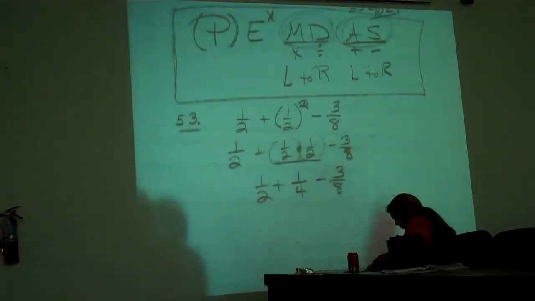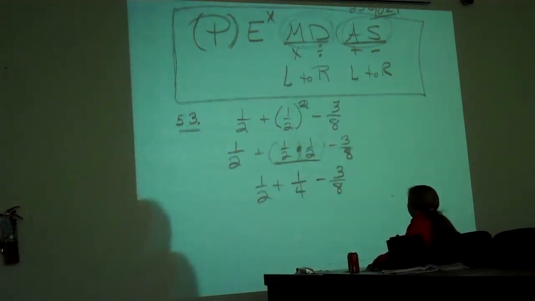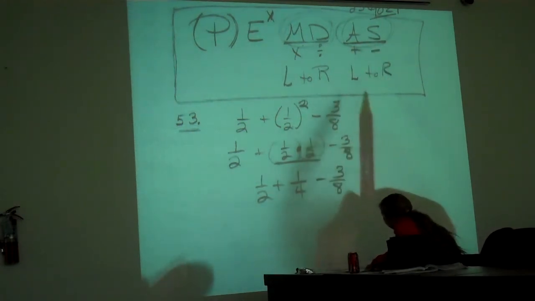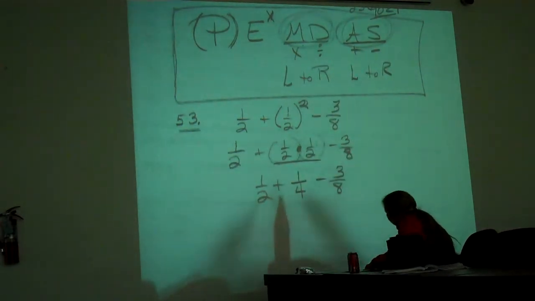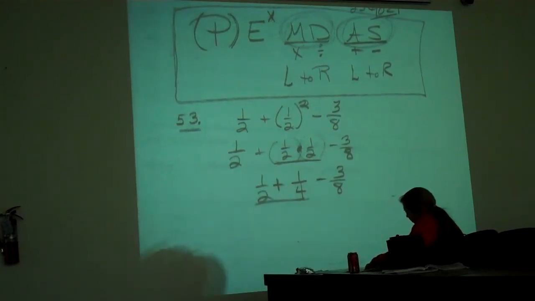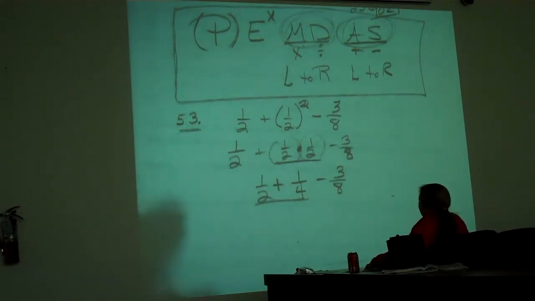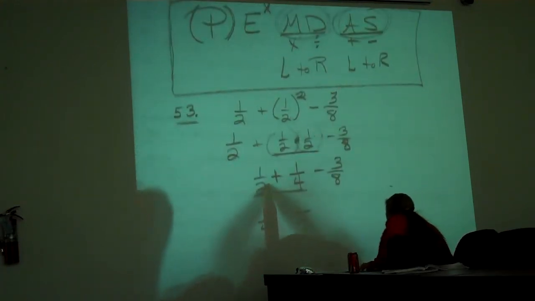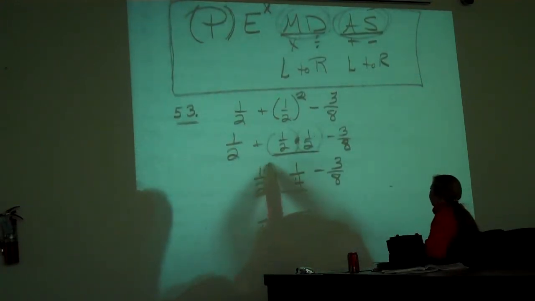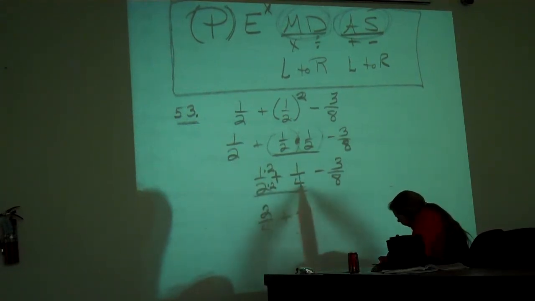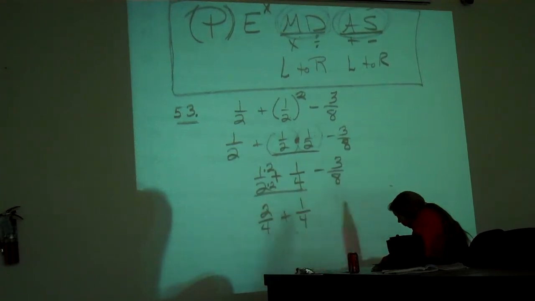Now, is there any other multiply or divide? No. So now we go to add and subtract. Left to right. So you add first. Even if this had been subtract, we would have done it first because it comes first. We need a common denominator. 4. So this is times 2 to get 4. The top is times 2. 1 times 2 is 2. This stayed the same, the top stays the same.